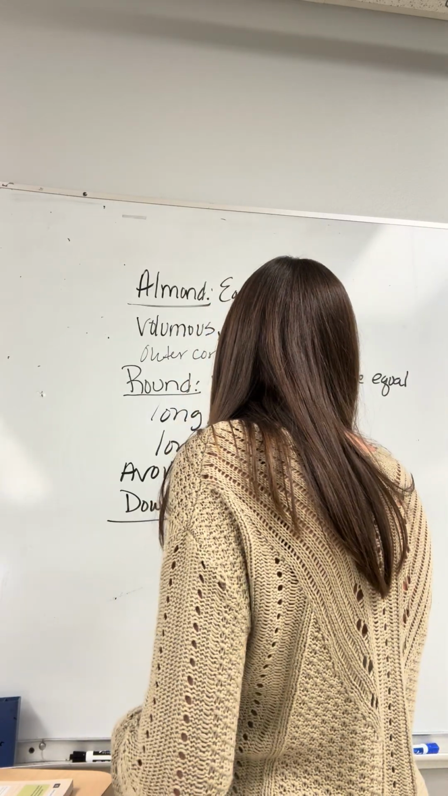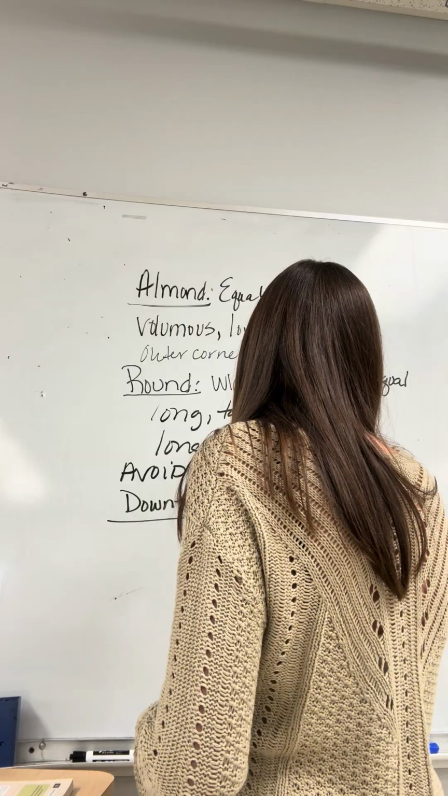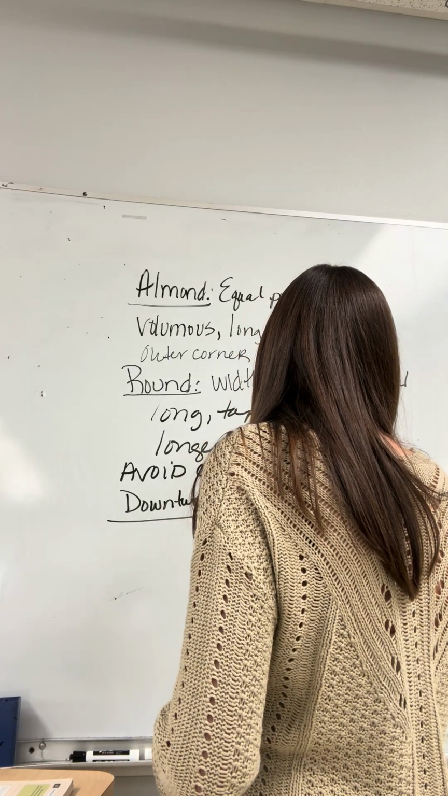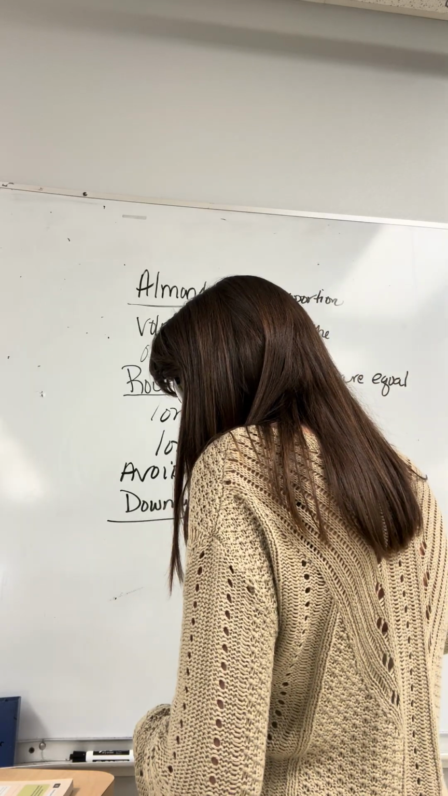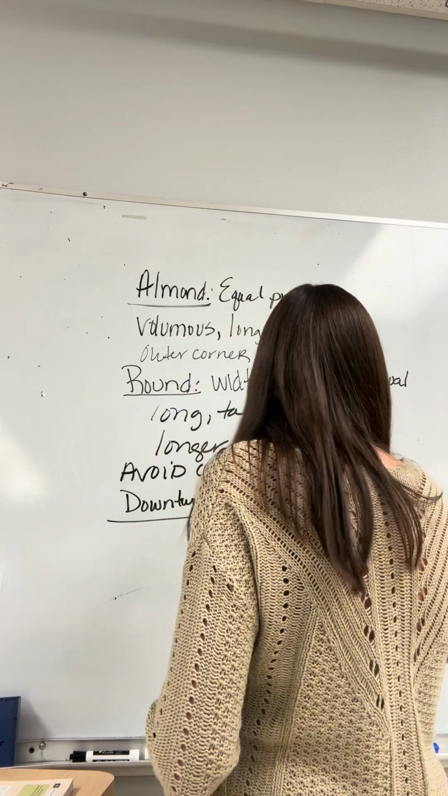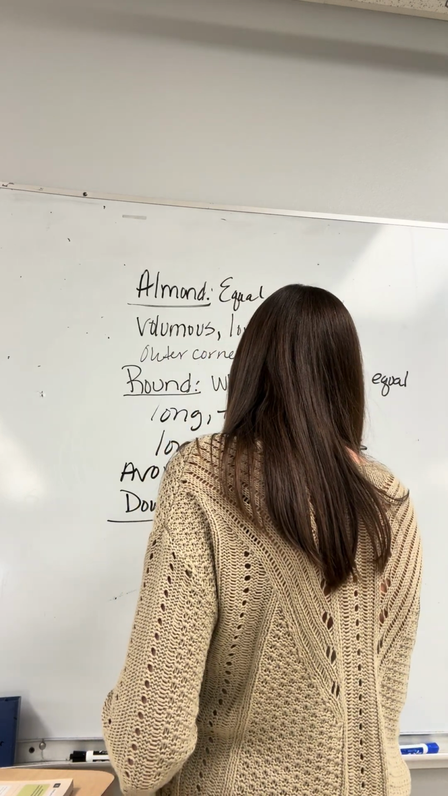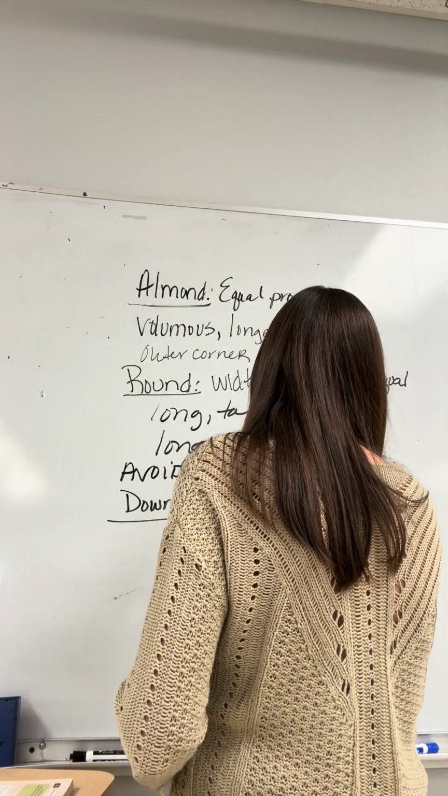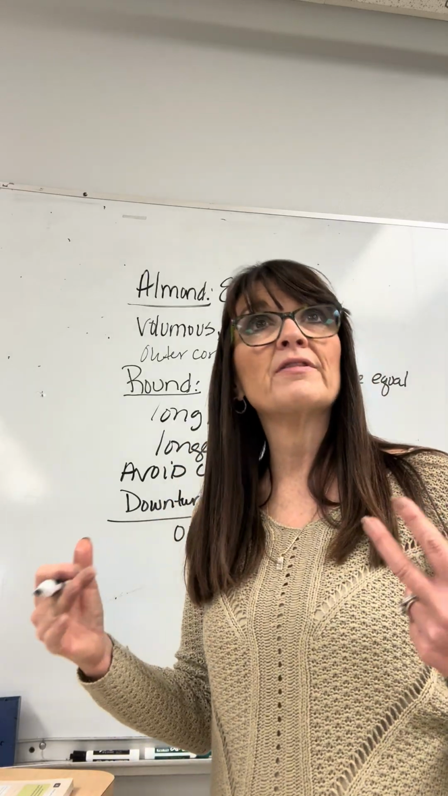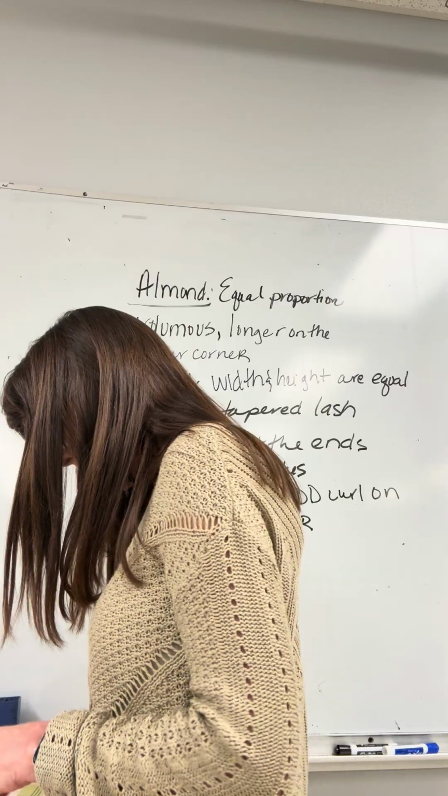So downturned, use a D or double D curl on the outer corner, because it makes that outer corner of the eye look like it is lifted.